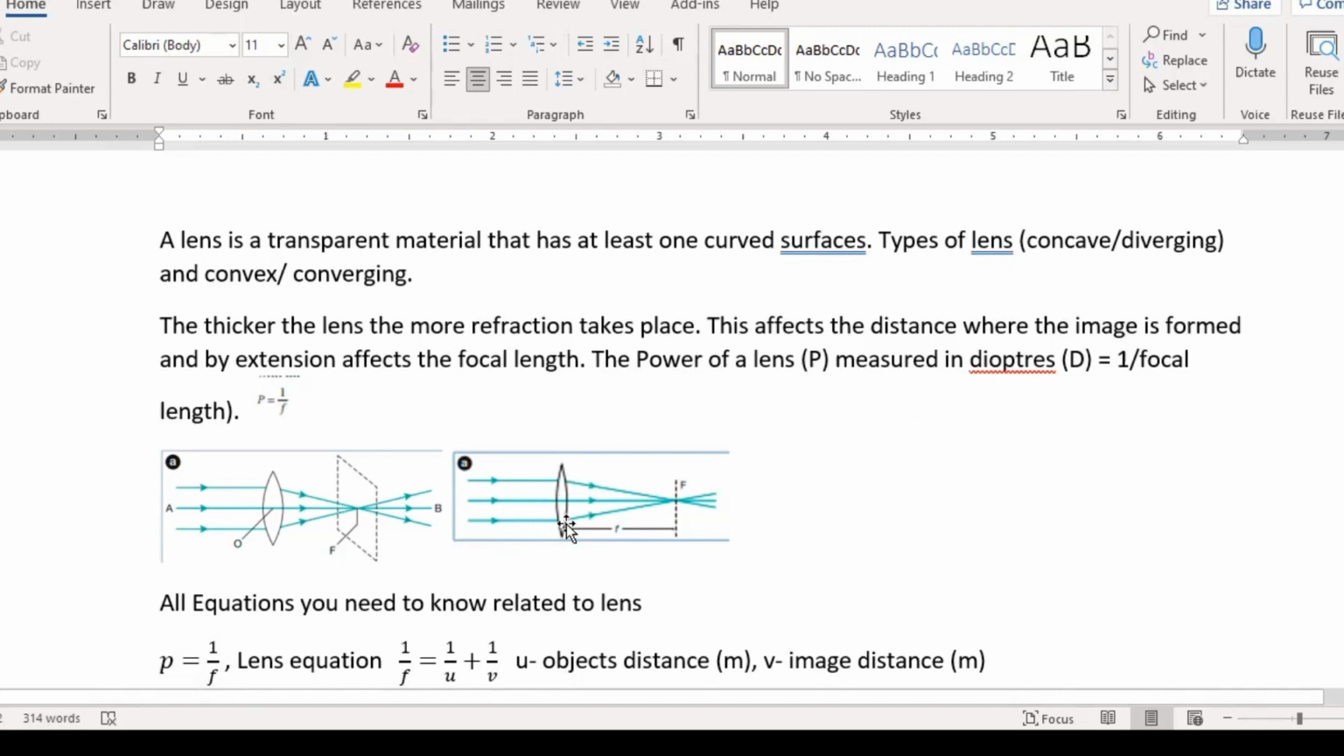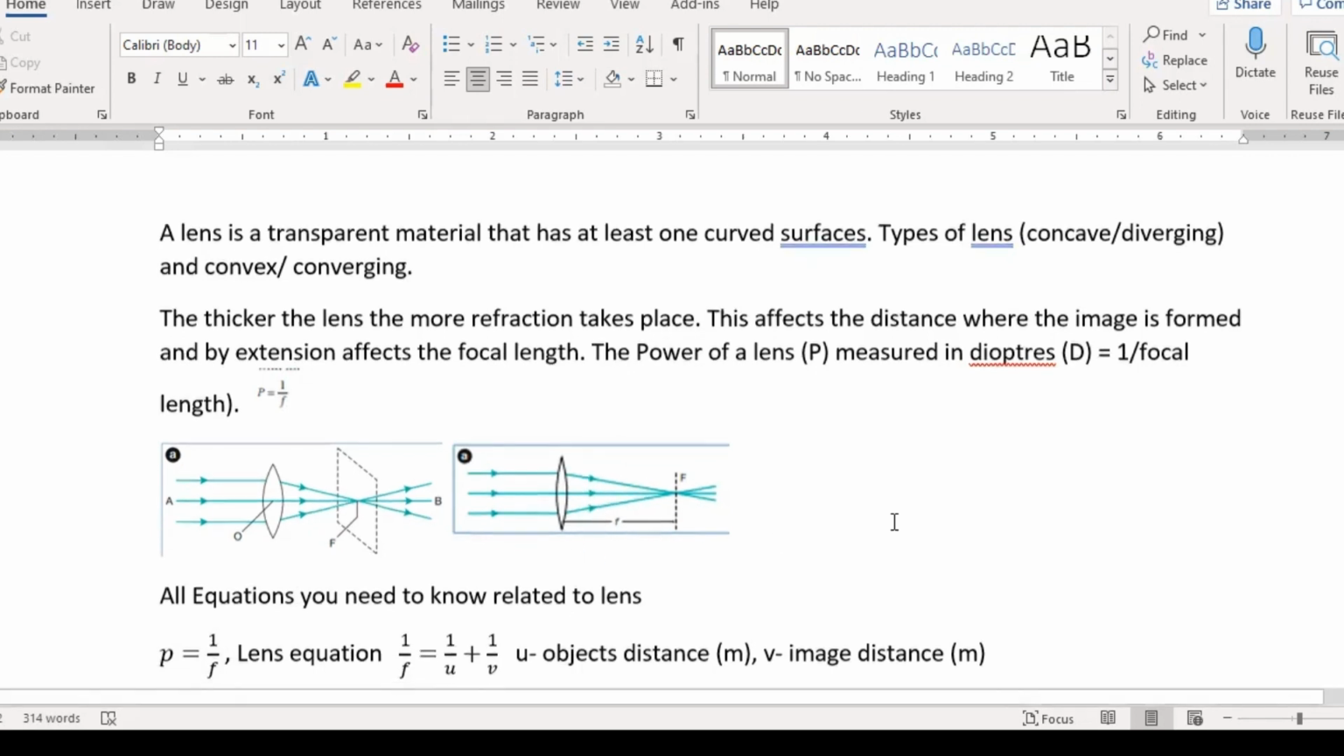This one is a much thinner lens, which means that the light rays are going to take a much longer time before they converge. So if we measure the distance from the center of the lens to where they converge, that is considered to be the focal length. This focal length is much longer than this one. Therefore, this lens has less power.